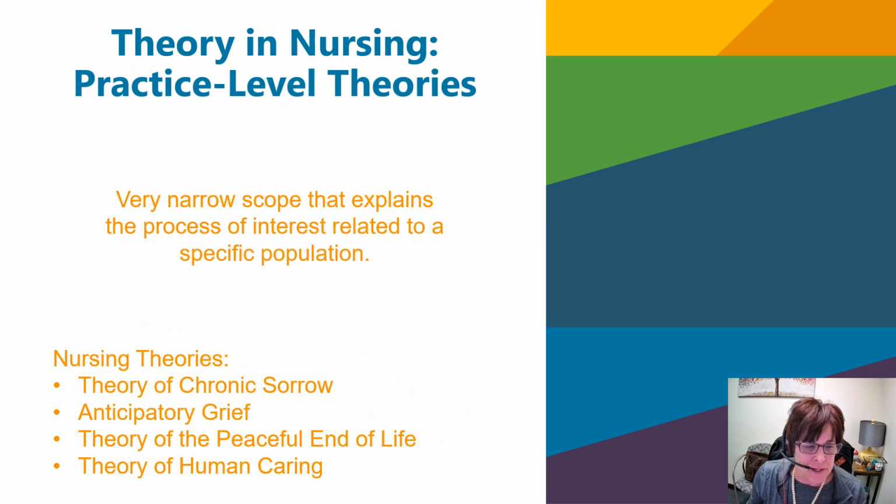Practice level theories have a very narrow scope that explains the process of interest related to a specific population. There are many names for these sorts of theories: practice level, situation specific, micro range, or prescriptive theories. They're comprised of a limited number of concepts that are narrow in scope to explain a small aspect of a phenomenon and process of interest to nurses.